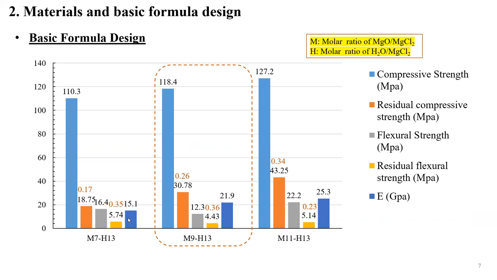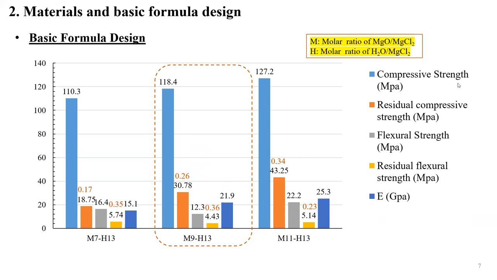So in our research, we tried different combinations for M. M ranges from 7, 9 to 11. And also we fixed the H molar ratio at 13. So this is from a wide range of literature review. From the literature, people have suggested these are the most promising molar ratios for water resistance. So we did some trials based on this recommendation.